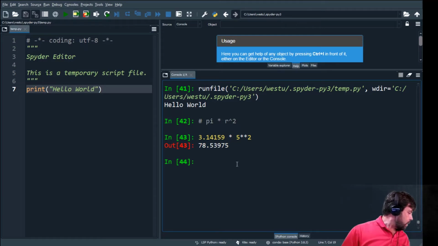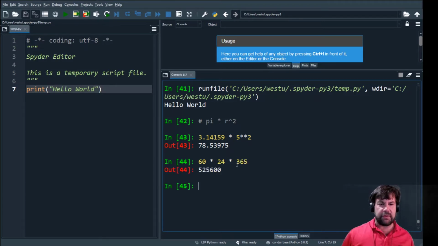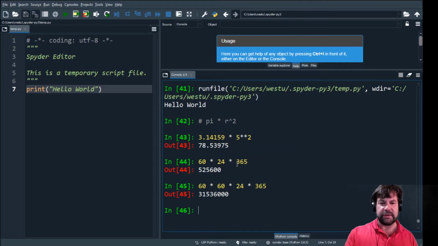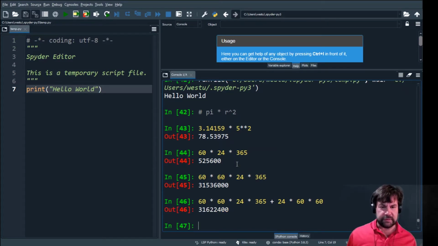Or maybe we want to know the number of minutes in a year. Well, there's 60 minutes in an hour, there's 24 hours in a day, and there are 365 days in a year. So we have 525,600 minutes in a year. If we want to know seconds in a year, then we need 60 seconds per minute times 60 minutes per hour, 24 hours a day, 365 days a year. And if we want, we can even add in a leap year. So that would be another day times 60 minutes times 60 seconds.